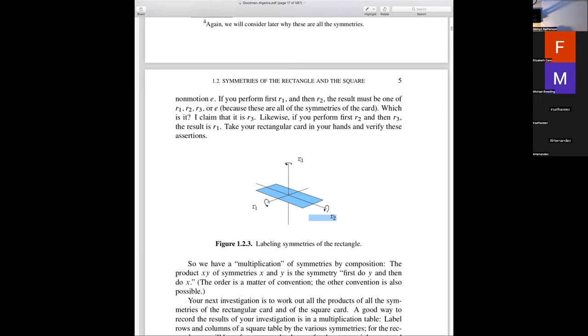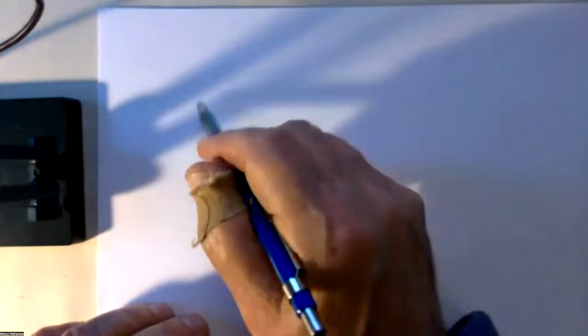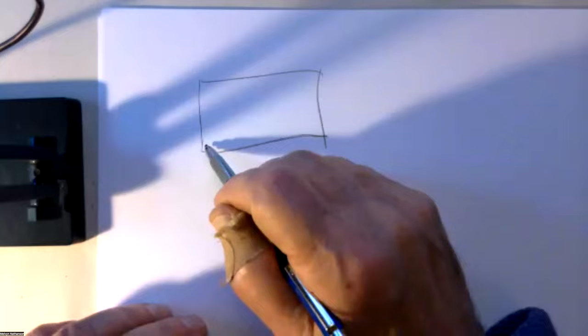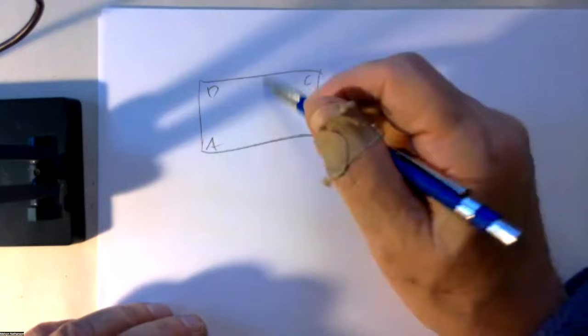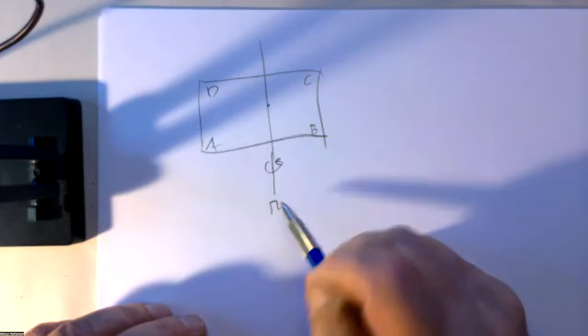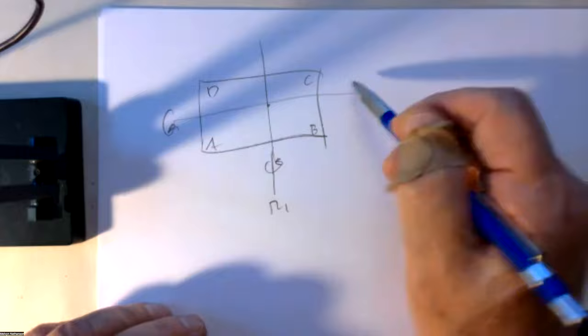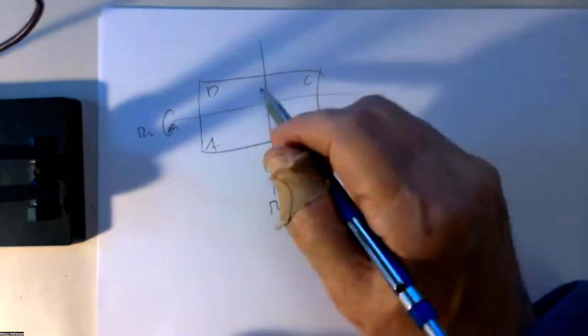So let me stop the share for a moment. And you should see this paper. So on this paper, here's my rectangle. The rotation through this line parallel to the short sides of the rectangle, that's R1. The rotation through the line parallel to the long side of the rectangle, that's R2. And the rotation around the center by pi radians is R3.